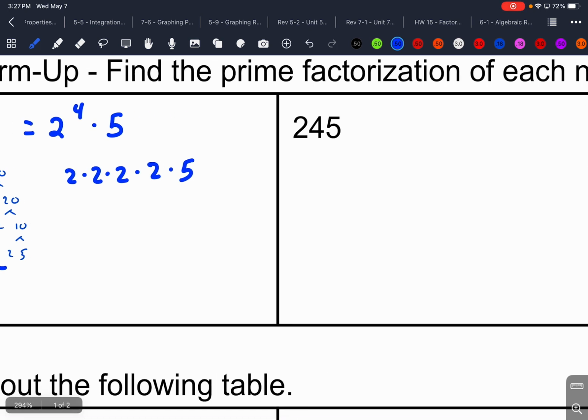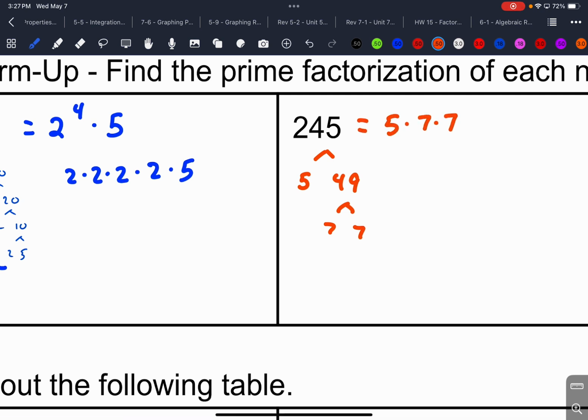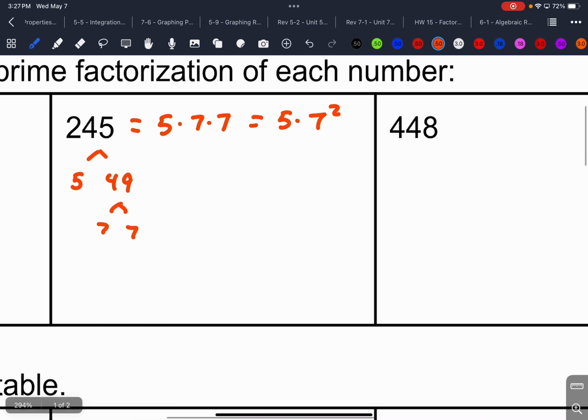But when we do 245, this is not divisible by 2. But if you use a calculator, you'll find that this is 5 times 49. And 49 is 7 times 7. So that is 5 times 7 times 7, or 5 times 7 squared.